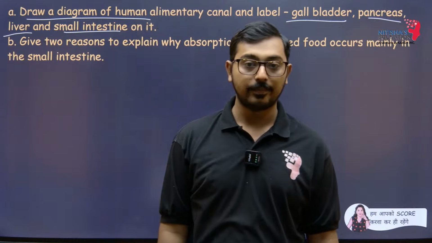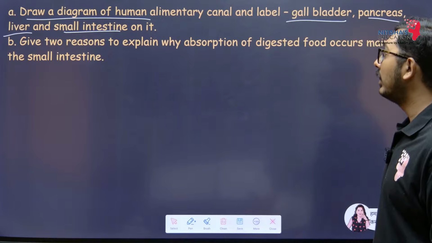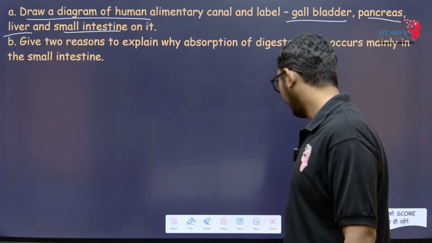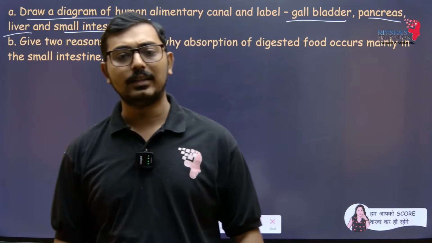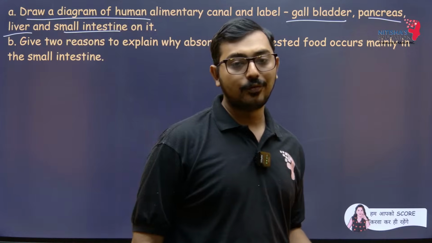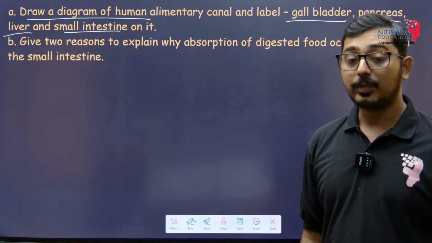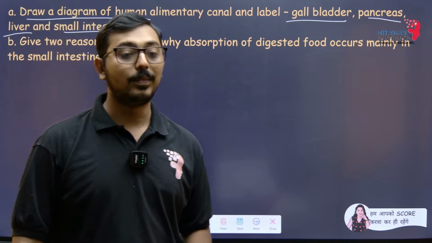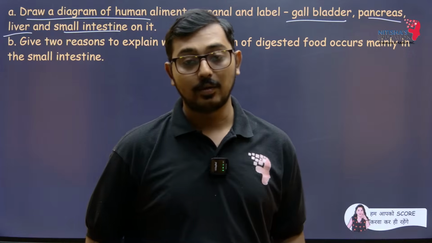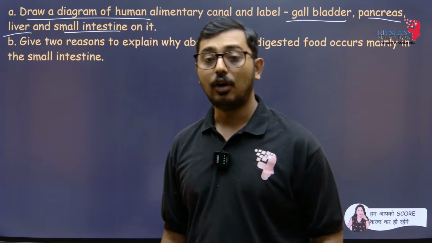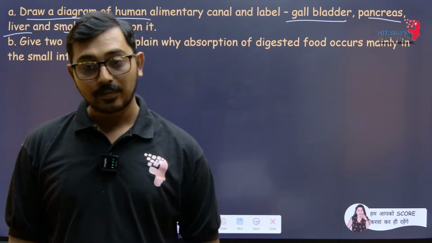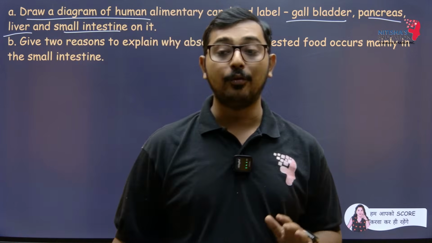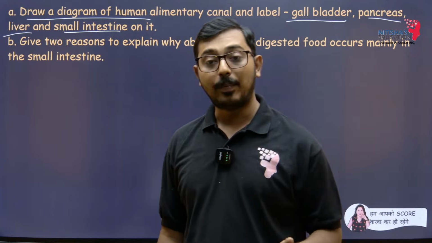Next, give 2 reasons to explain why absorption of digested food occurs mainly in the small intestine. Okay, why is that so? That only in the small intestine the absorption of food takes place. Now, absorption is a process where time is being taken. The food cannot be absorbed fast. It requires time to absorb food or extract nutrition from the food. For that, small intestine is the only place where food takes time to pass through.